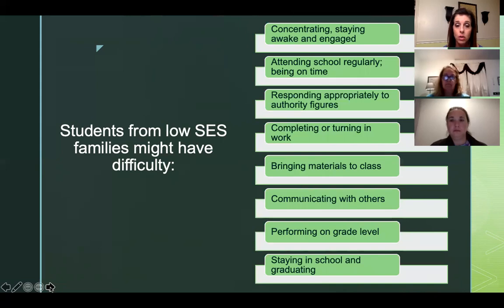They also could struggle with performing on grade level. Oftentimes they are performing below grade level. And then when you're looking beyond elementary and middle school, these students sometimes have difficulty just staying in school and then actually graduating.